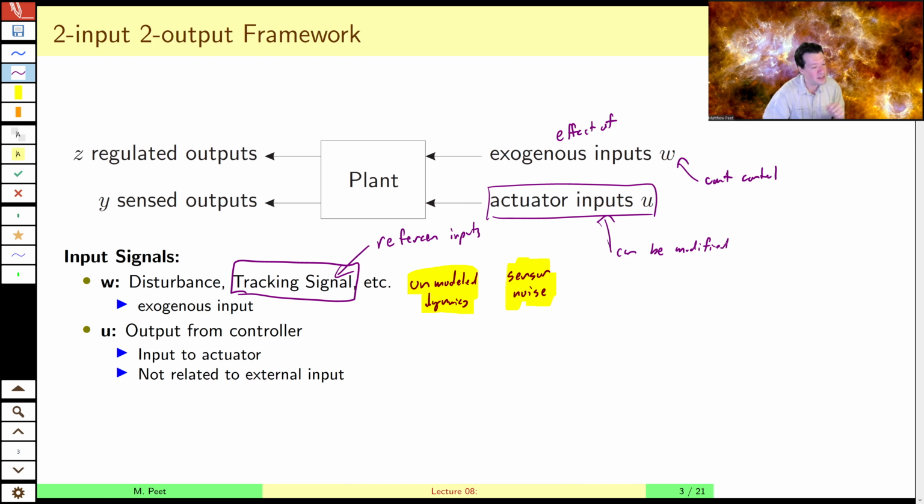Now, unlike the output signals, there can be no overlap between the exogenous inputs and the actuator inputs. Those signals are never the same. Okay. So generally, we'll color code these as yellow and color code the outputs as orange.